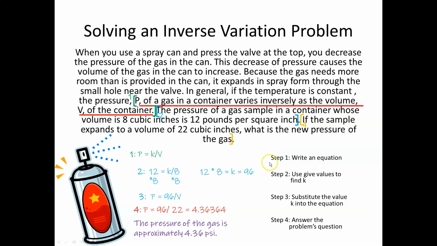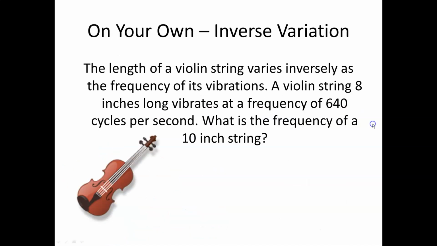The steps are all the same. The only thing that changes is how this looks. This is inverse variation, and direct variation would be P equals K times V. So everything else stays the same in these problems. So let's do one on our own.